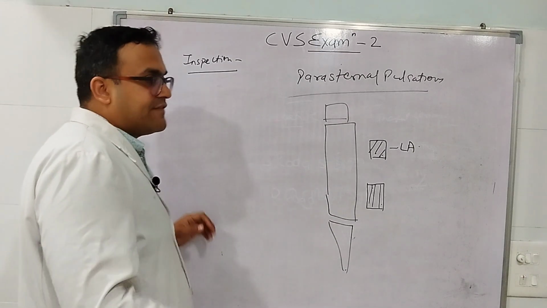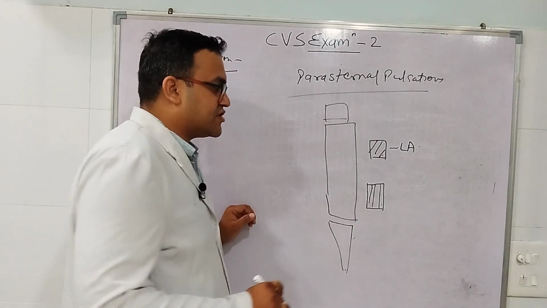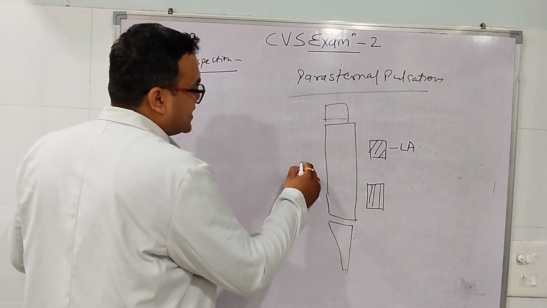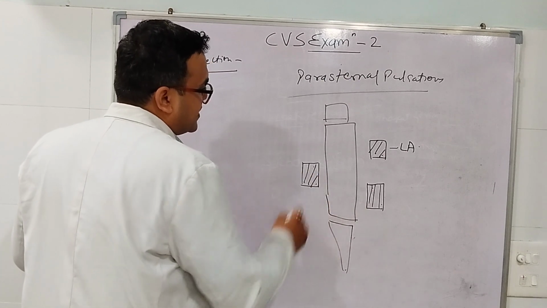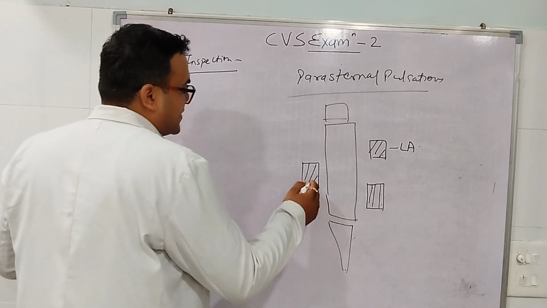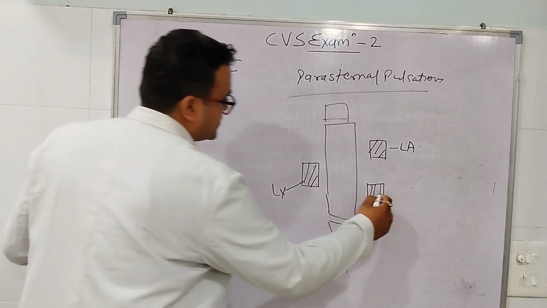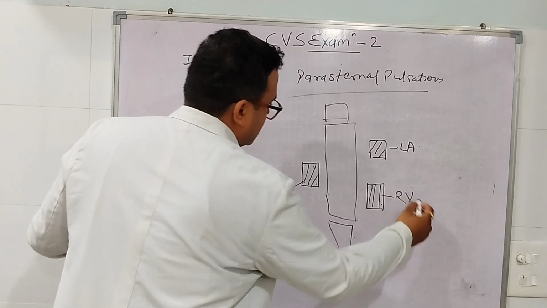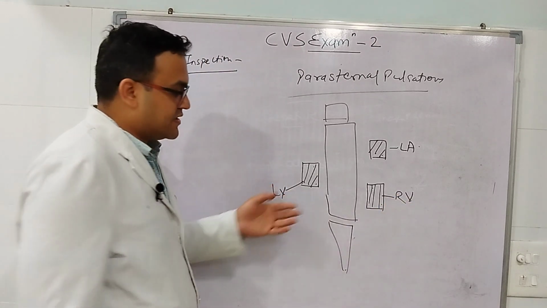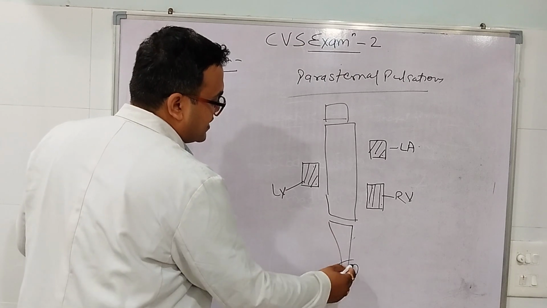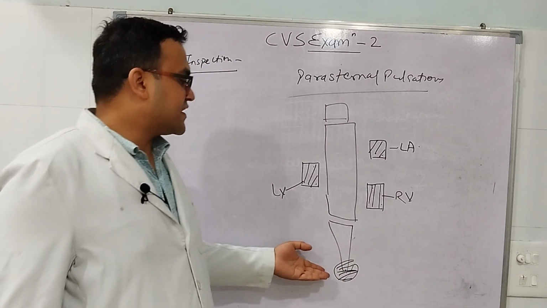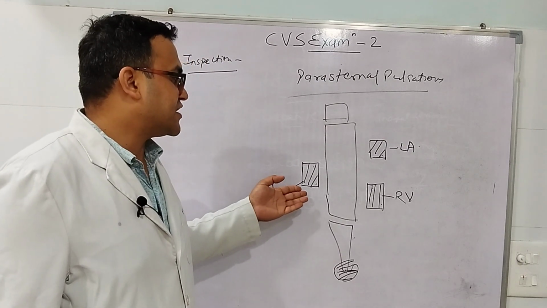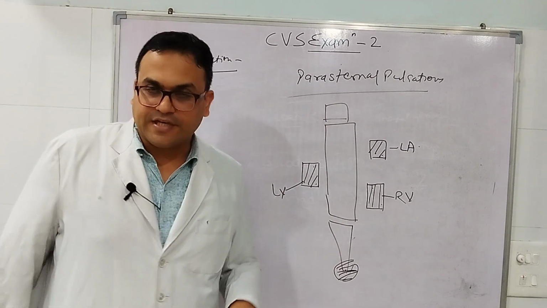Okay. And sometimes we can see left ventricular pulsations in the right parasternal area. If these pulsations appear, then epigastric pulsations will disappear. The epigastric pulsations will disappear, and sometimes we can see left ventricular pulsations in the right parasternal area.